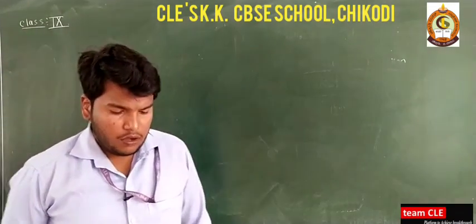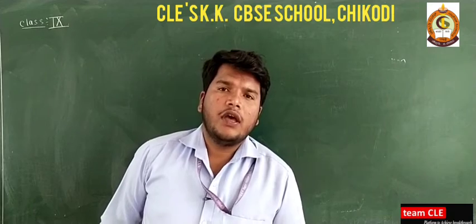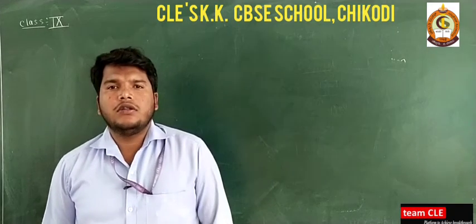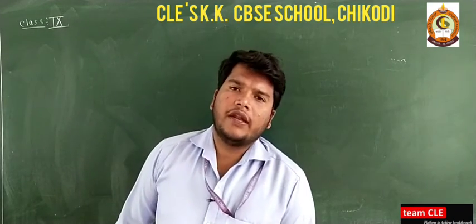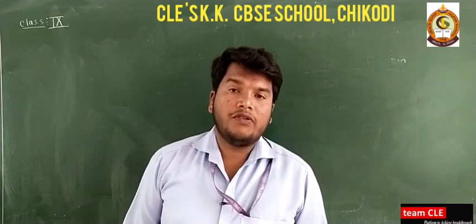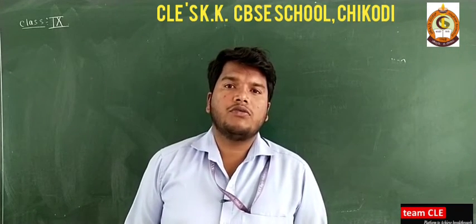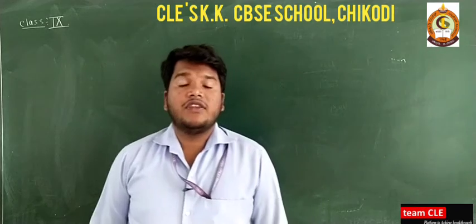So in the last class we started with algebraic identities. In the algebraic identities we learned some problems and some identities. You see, (x + y)² = x² + 2xy + y². This is the first identity.